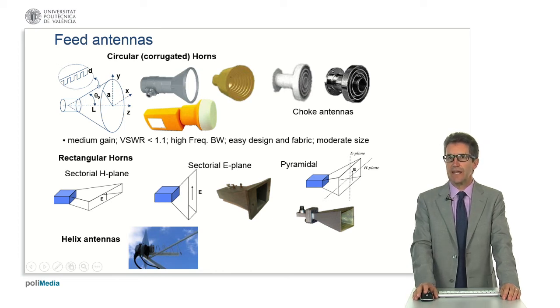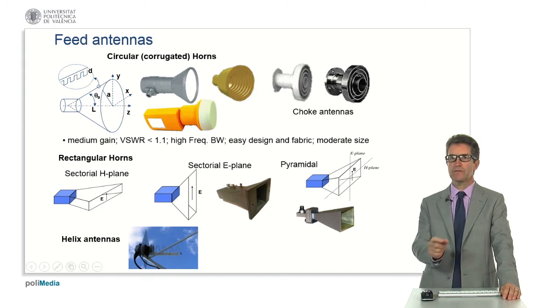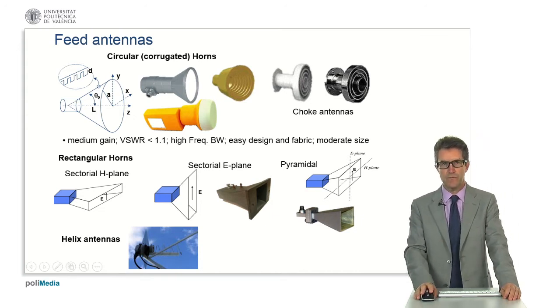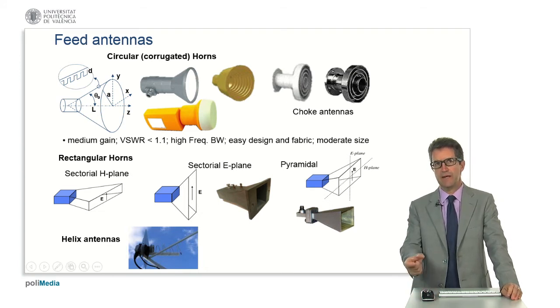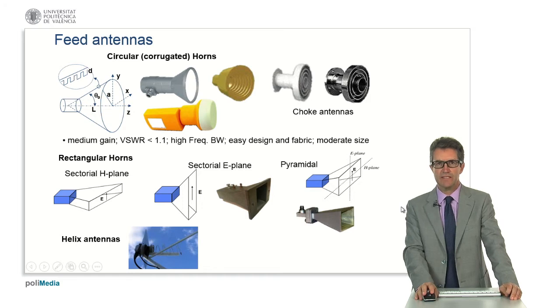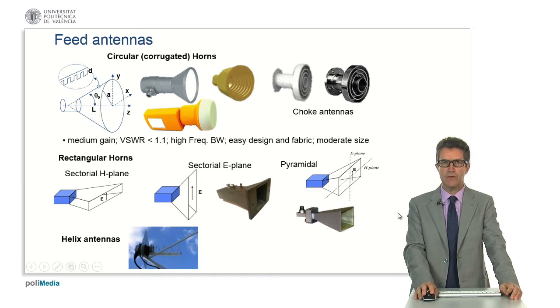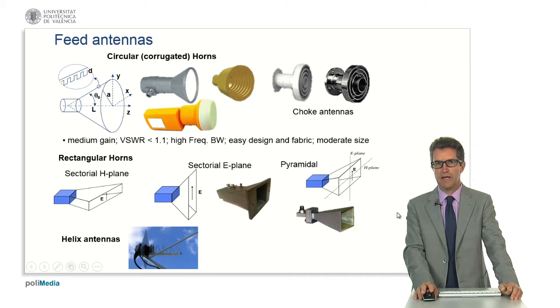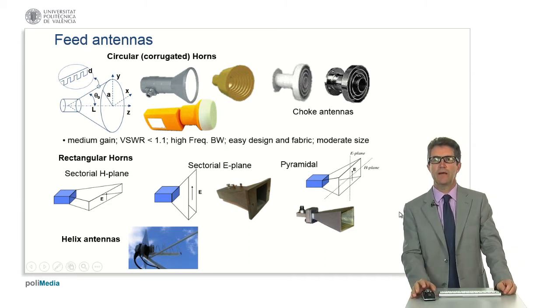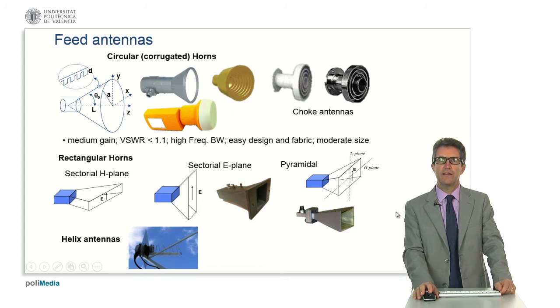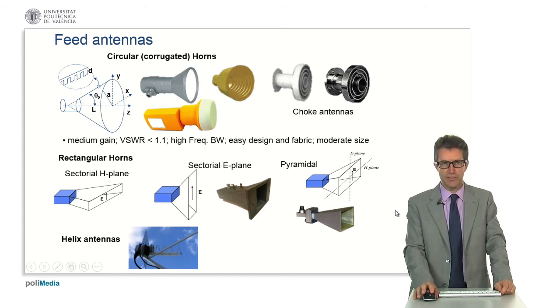We need antennas to be placed on the focus of a typical parabolic configuration. So we need some kind of not very big antennas. They are very close to resonant antennas. And it is the horn antenna, one of the best fit to these requirements, because also they have a medium gain, good matching, high frequency bandwidth, easy design and fabrication, and as said, moderate size to put them in the correct focus of the parabolic geometry.